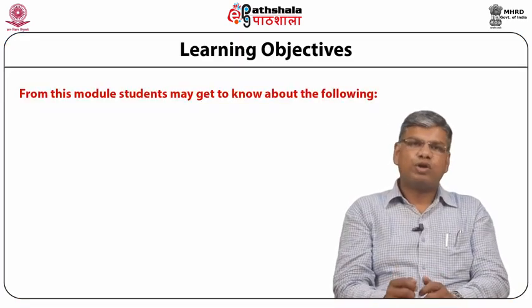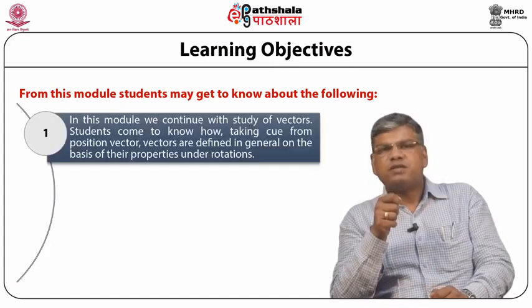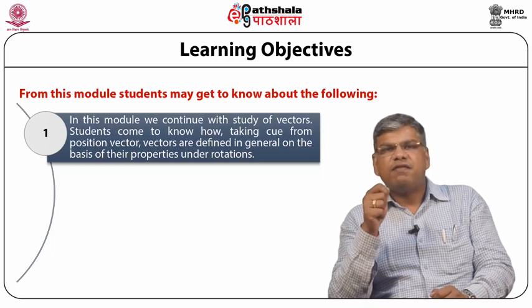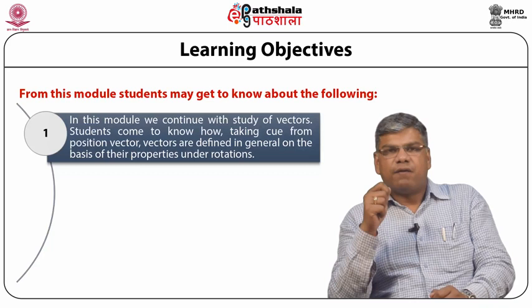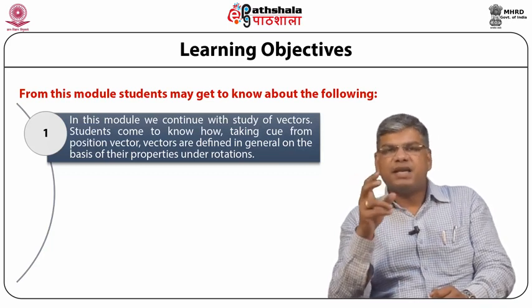Today, we are going to discuss the module Mathematical Preliminaries 2 from the paper Electromagnetic Theory. From this module, you will get to know about the following. In this module, we will continue to study vectors, and we will come to know that, taking cue from the position vector, vectors are defined in general on the basis of their properties under rotation.